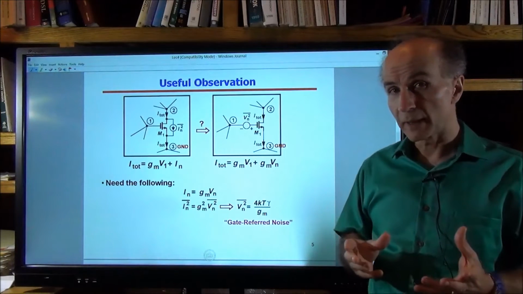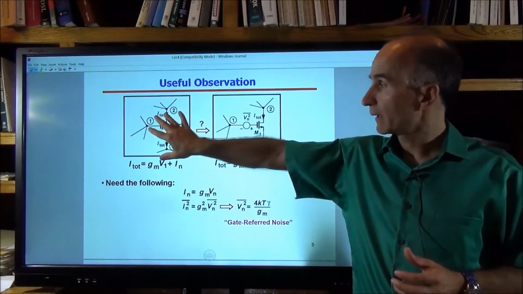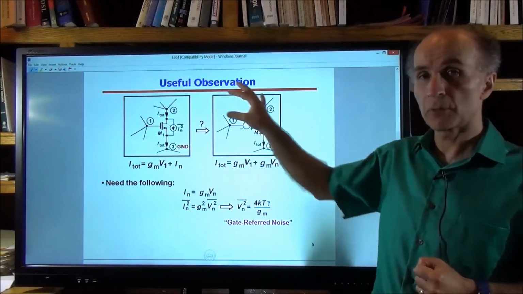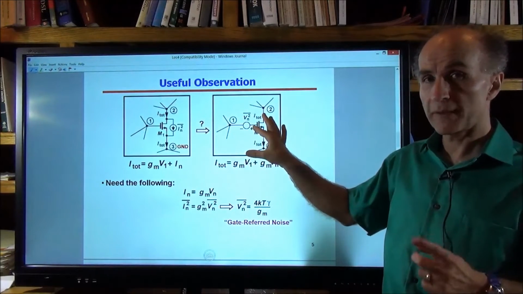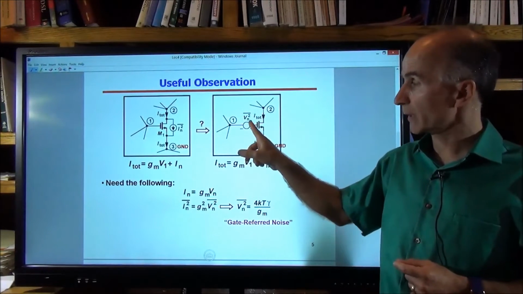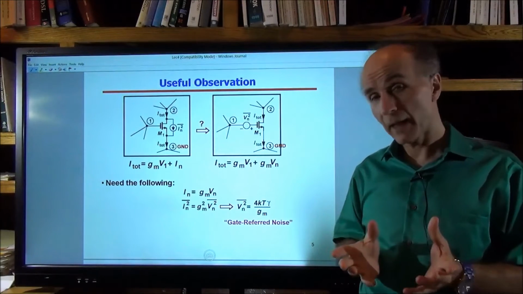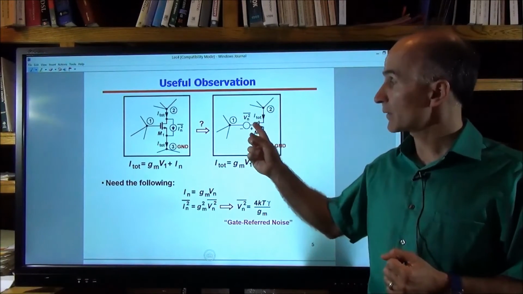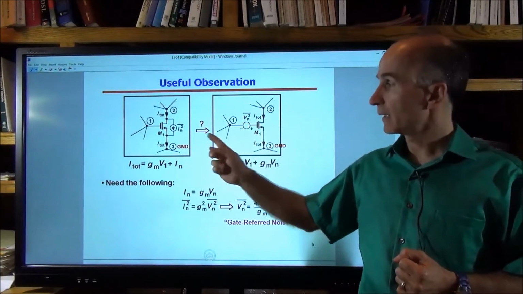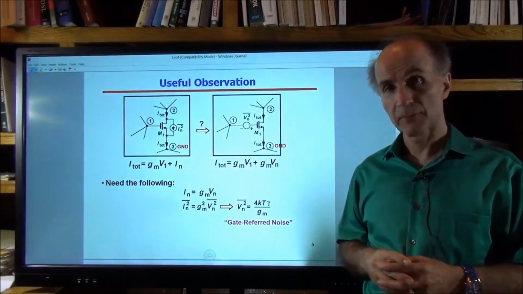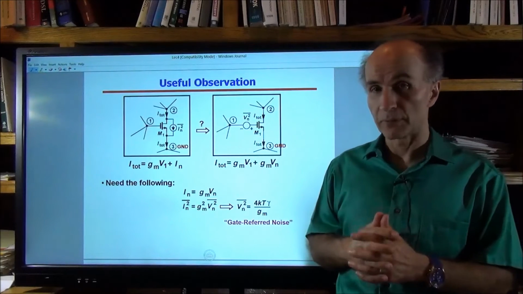Now, we are wondering if this circuit can be transformed to this circuit where the noise of the transistor is modeled by a voltage source in series with the gate. And if that's the case, then how much spectrum do we have for this guy in terms of that? Okay, so this can actually be proved.